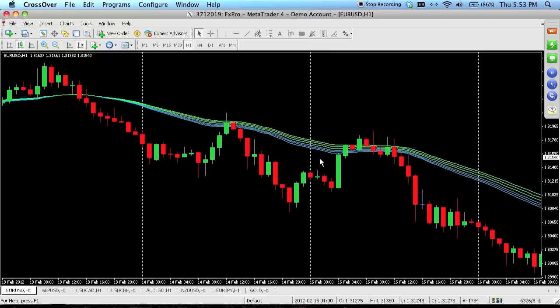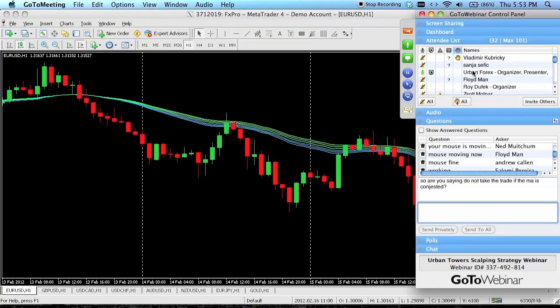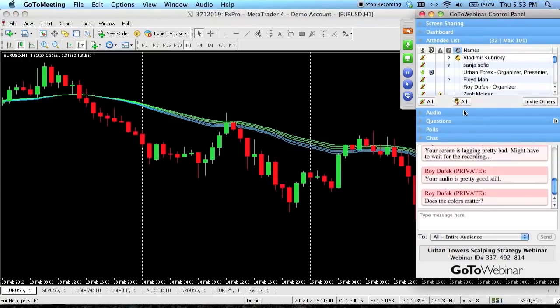Now, looking at this, is this system perfect? No, it's not. You will have some losses, of course. Nothing is perfect. But just to be on the safe side, if you watch for the congestions and if you keep these rules in mind, it will help you filter out bad trades. Okay, now we have questions. Let's take a look at this.